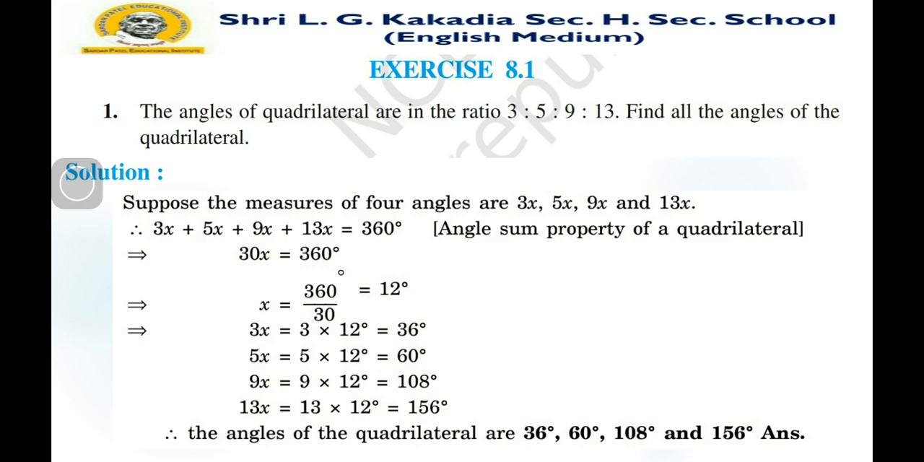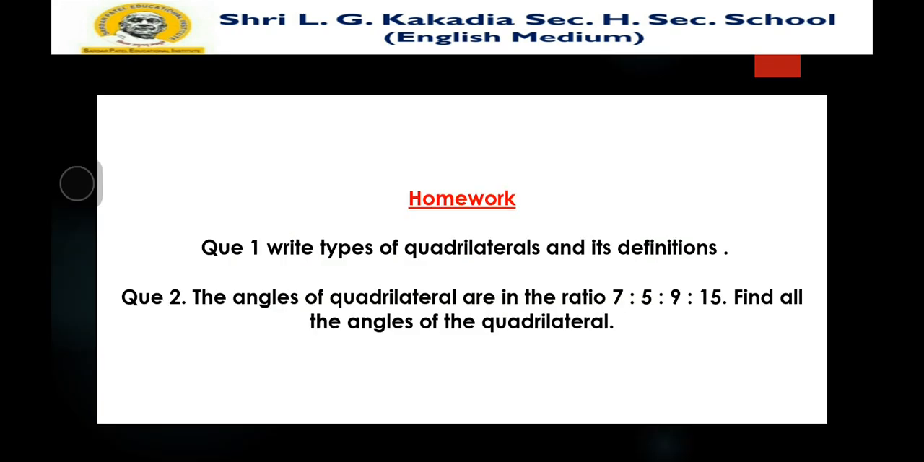Now in homework, question 1, write the types of quadrilaterals and their definitions, as we have discussed, and also write the characteristics of a parallelogram and the relationship between a parallelogram and other quadrilaterals. Question 2, the angles of a quadrilateral are in the ratio 7:5:9:15. Find all the angles of the quadrilateral. So just solve these two questions.